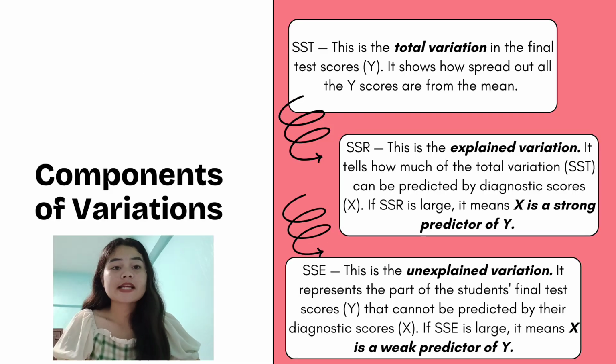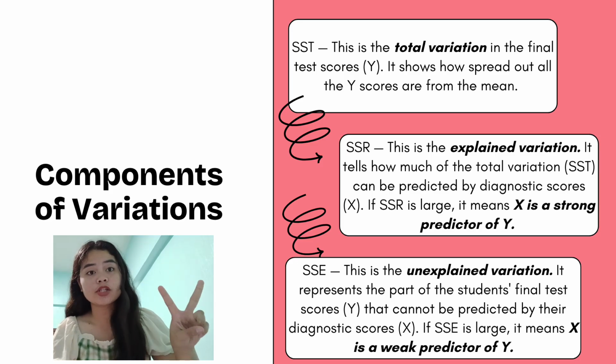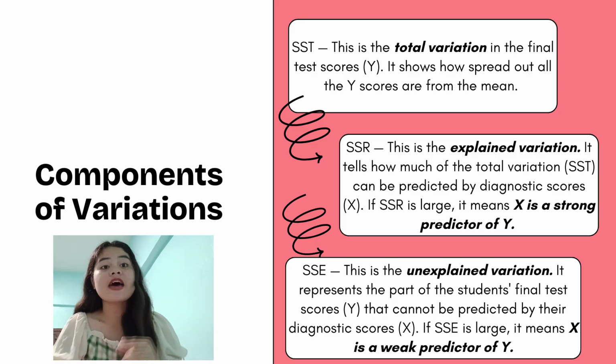To better understand R squared, we need to know that all scores have variation. The total variation in the final test results is called SST, or the total variation. It shows how spread out all the final exam results are. SST is divided into two parts. We have the SSR and the SSE.